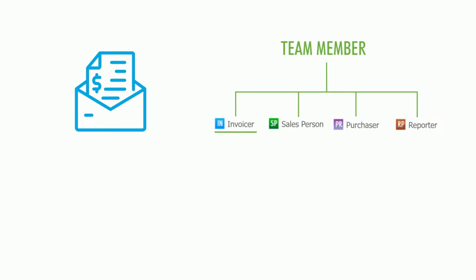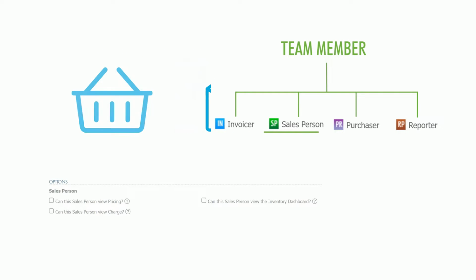Invoicers can generate invoices when sales are made. A salesperson can create and manage sales orders. If you want them to be able to edit and view all pricing information, click the first checkbox. If you want them to be able to view and edit the charge price but not the unit cost, click the third checkbox. You can also choose whether they can view the inventory dashboard.